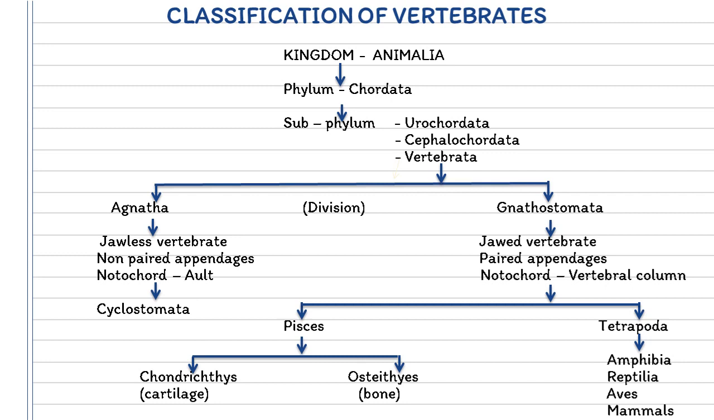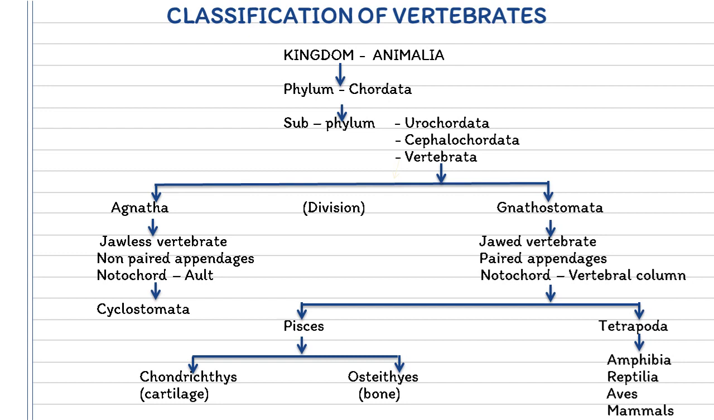Kingdom Animalia consists of 12 phyla, we said. Among these, the 4th phylum is Chordata. Phylum Chordata consists of subphyla. What are the subphyla we said? Urochordata, Cephalochordata as well as Vertebrata. Then this Vertebrata consists of 2 divisions. What are the divisions? Agnatha as well as Gnathostomata.